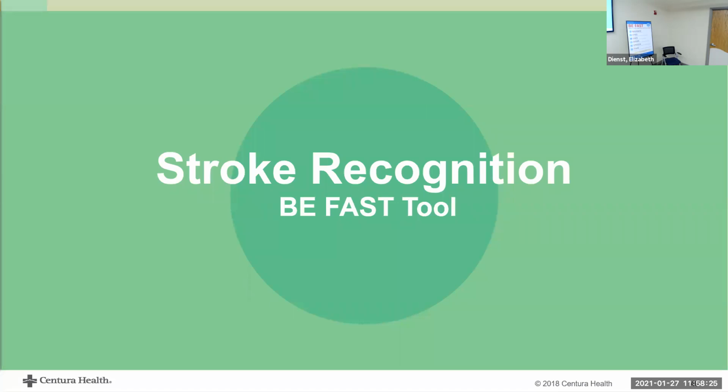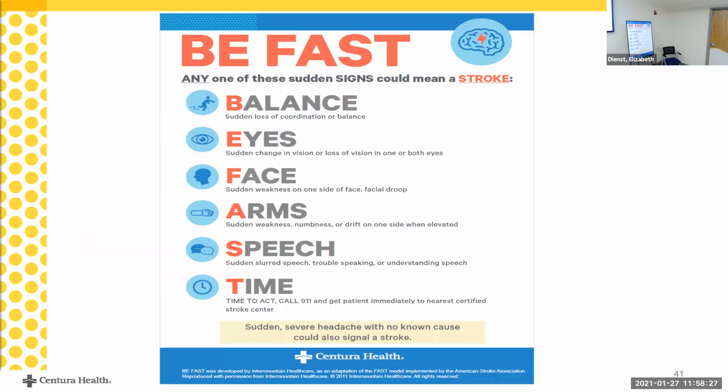Stroke recognition. So this brings us to our BEFAST tool. And I'm going to explain this first of all, and then Melissa and I are going to go into an assessment. So Melissa talked about that we have posterior circulation strokes and anterior circulation strokes. We used to just do FAST, and FAST looks at all of our anterior circulation strokes. The BE looks at our posterior circulation strokes.